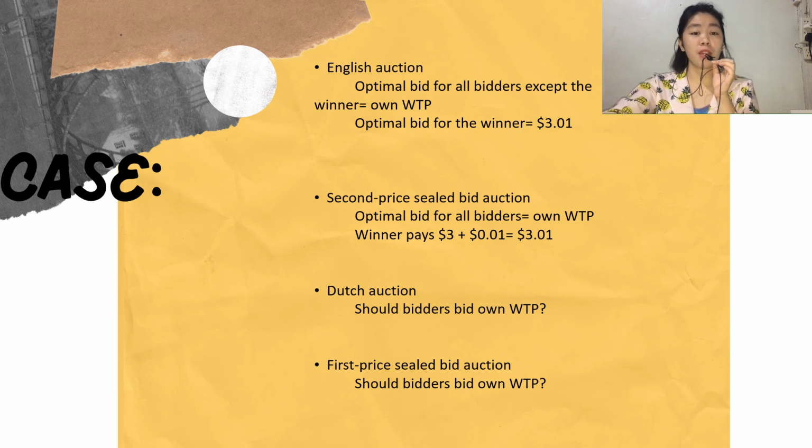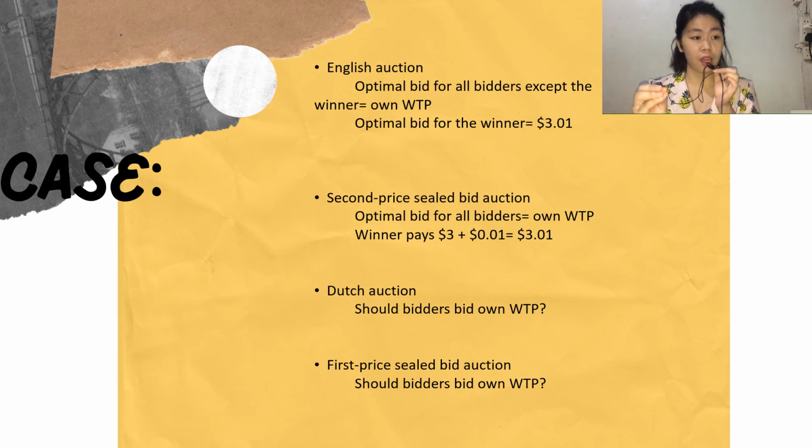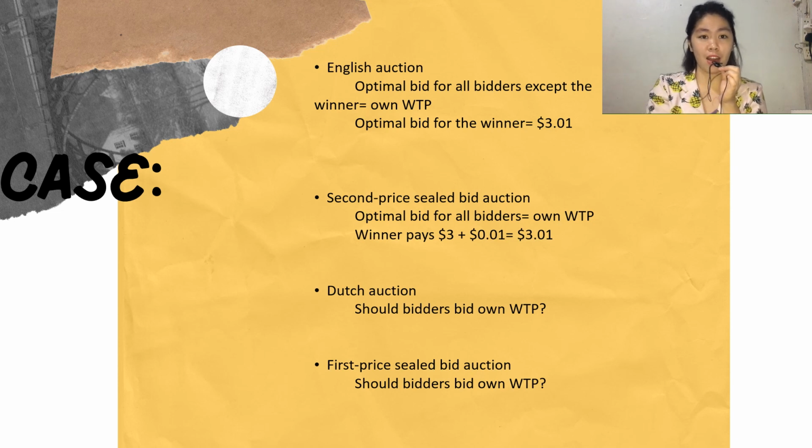So let's say everybody bids their willingness to pay, that would be $1, $2, $3, and $4, and the winner would be the one with a willingness to pay of $4, and the winner only pays the second highest bid. In this case, it will be $3. So let's say that the increment again is 1 cent. Then the winner would only need to pay $3.01. So as you see, the English auction and the second price sealed bid auction would lead to the same revenue for the seller, and the bidding strategy is the same except for the highest bidder.